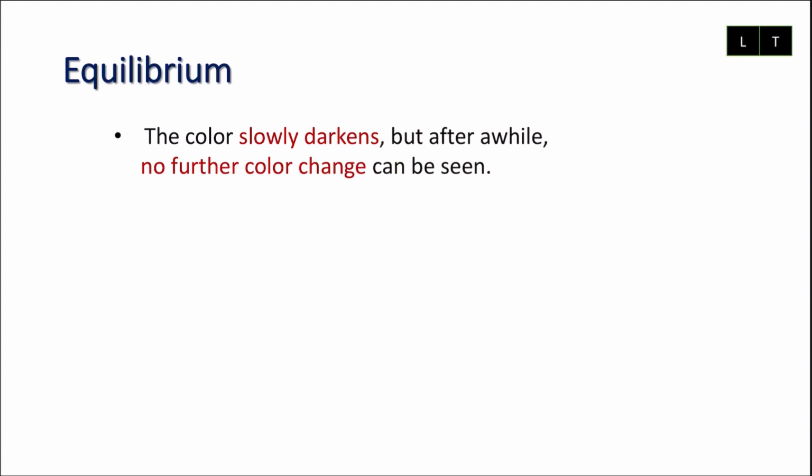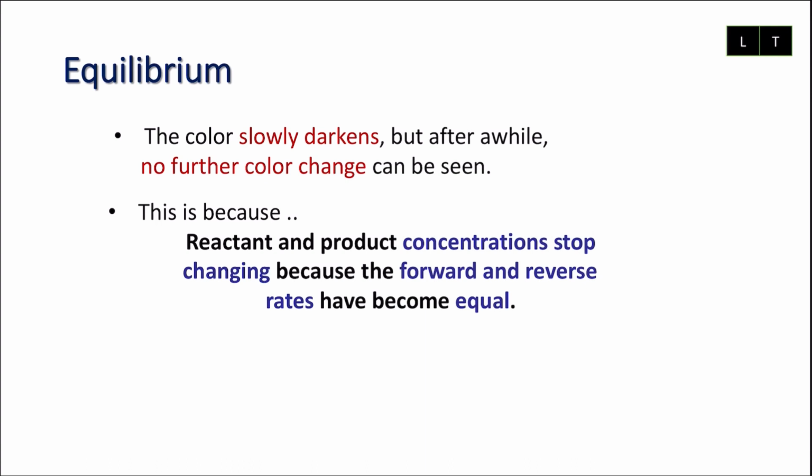The color slowly darkens. After a while, you can see there is no further color change. Why this is happening? This is because concentration for reactant dan produk berhenti untuk menghasilkan antara satu sama lain kerana forward and reverse rate sudah sama, have become equal. Dan kita akan gunakan simbol rate forward equals to rate reverse. So sebab tu takkan ada apa-apa perubahan pun kalau awak biarkan reaction tu continue.